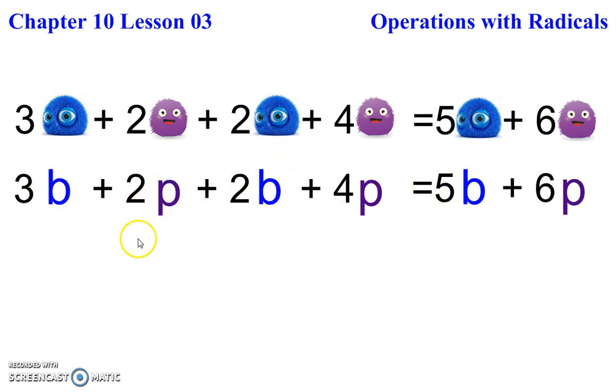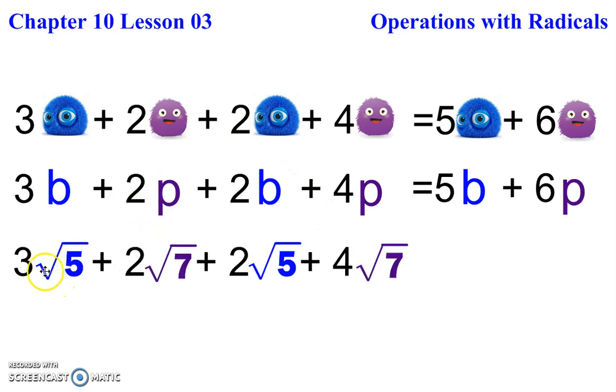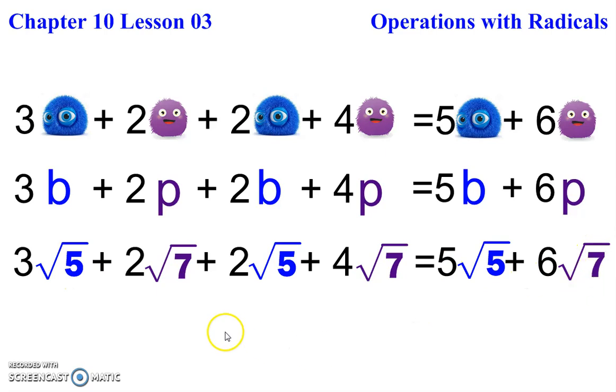Well, much the same when we're working with radicals. You've got 3 of these guys and 2 of these guys, 2 more of these first guys and 4 more of these purple guys right here. So 3 radical 5s and 2 radical 7s. Here you have another 2 radical 5s and another 4 radical 7s. So you have 5 radical 5s and 6 radical 7s. That's about all there is to that.